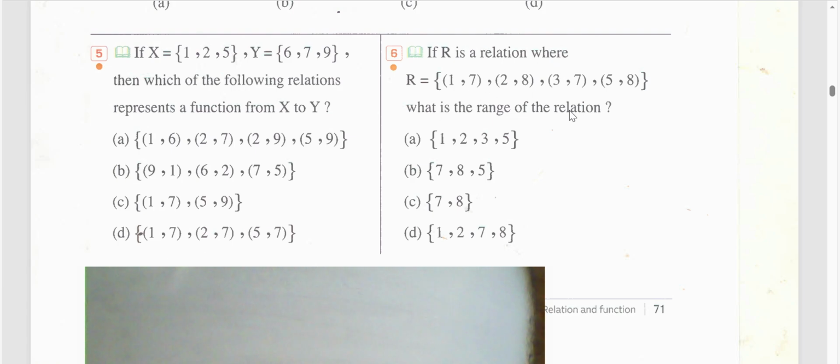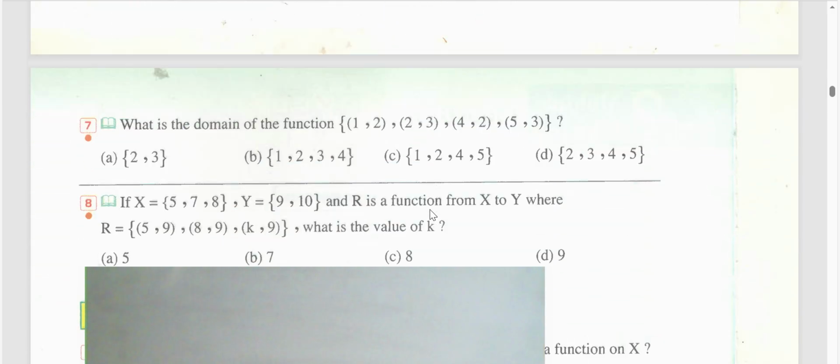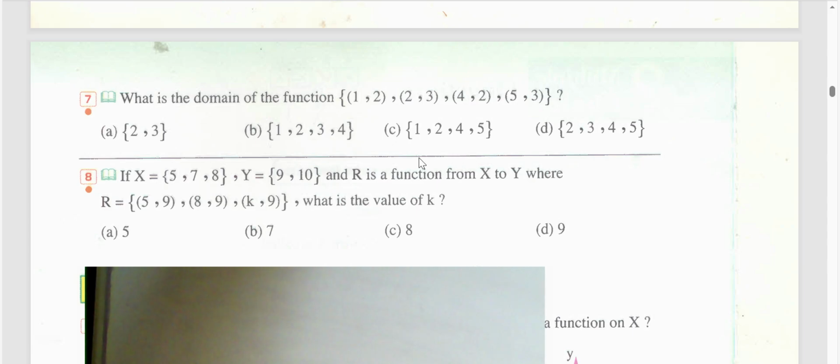We have a relation here. He asked about the range. The range will be the second projection. 7, 8 will be 7 and 8. It shows letter C, the range. What is the function's domain? It will be the first projection. The first here will be 1, 2, 4, 5. It shows letter C. We called the domain the first projection.